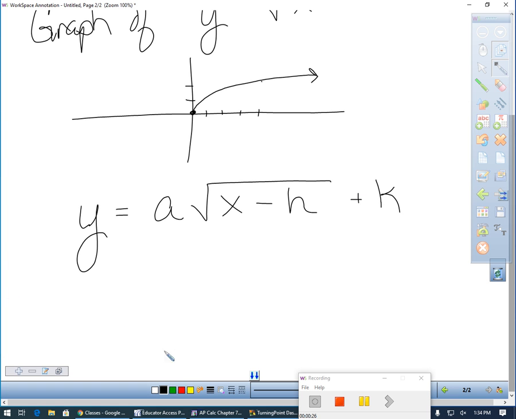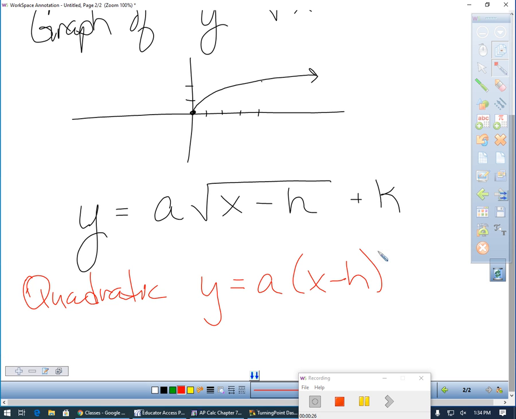You learned this as a parabola or a quadratic. I said you learn these rules in the beginning, you will know them every time. We did y equals a times x minus h squared plus k. Yes, we did. Same things are happening here. Does it look familiar?